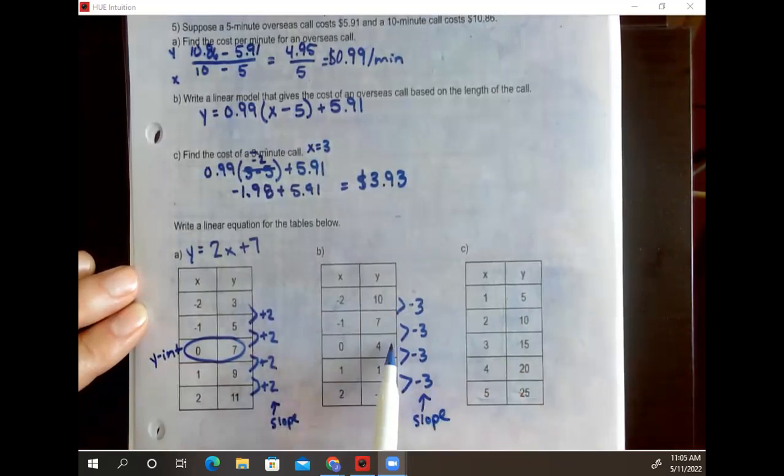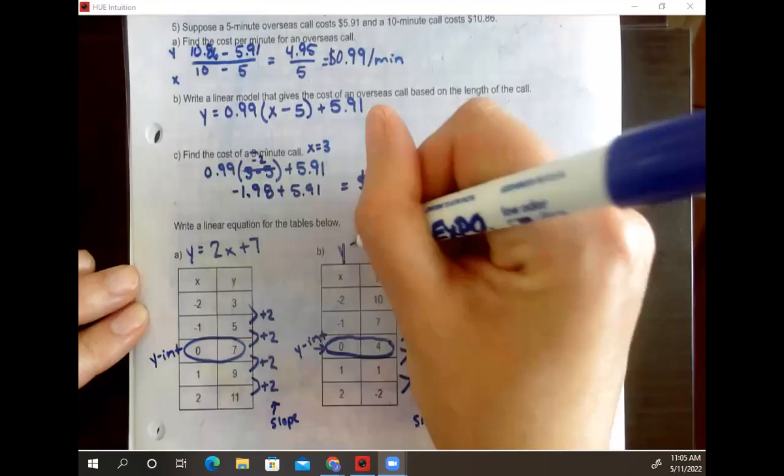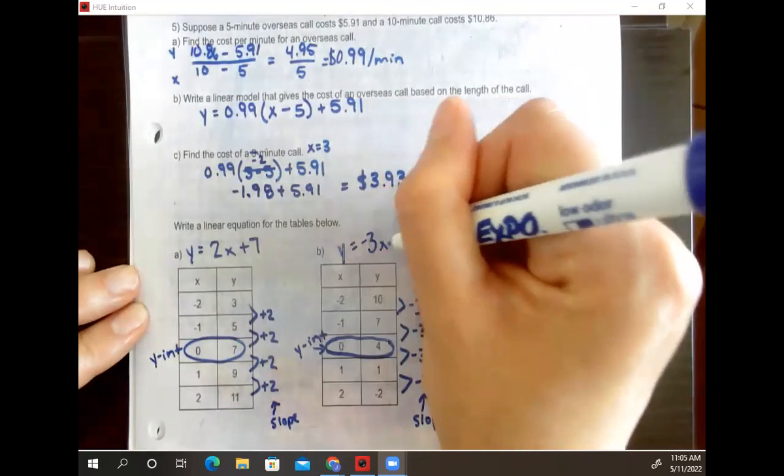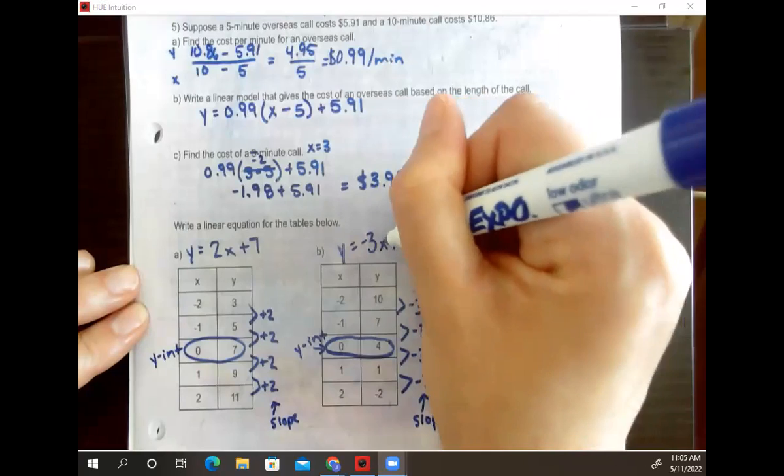Again, I have the y-intercept in this table. Remember, the y-intercept happens when x is 0. Since I've got the y-intercept, we can use the y-intercept and the slope to write slope-intercept form. So this would be y equals -3x plus 4.